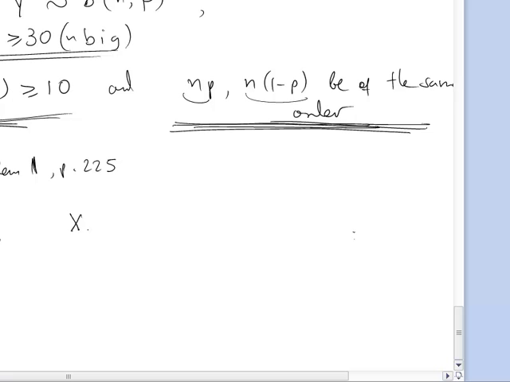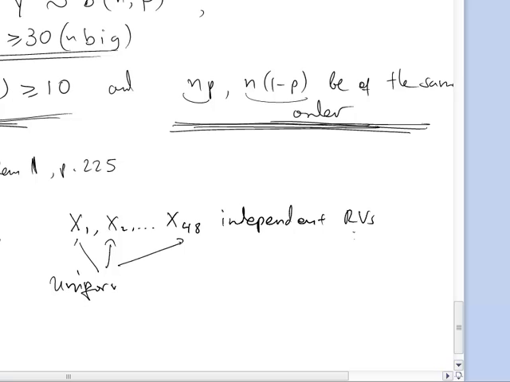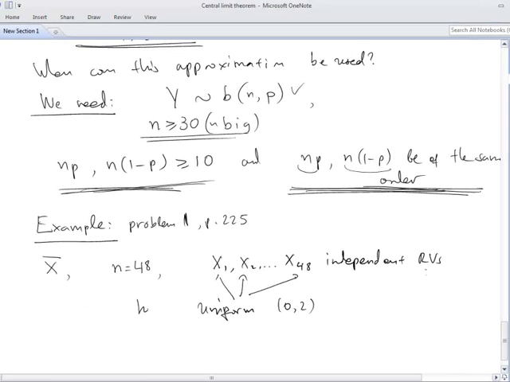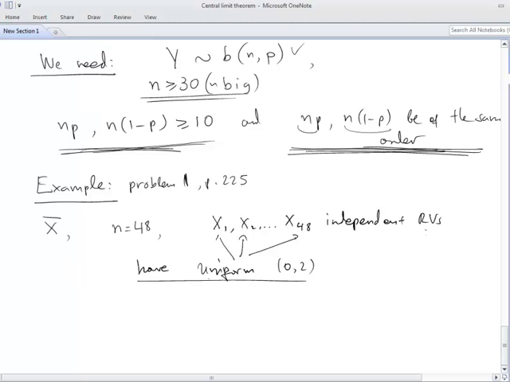So a random sample of size 48 is a set of 48 independent random variables, all having the same distribution, and all of them having precisely the distribution of the underlying random variable. The problem is telling us that this is a random sample from the uniform distribution on the interval from 0 to 2. Therefore, all of them have uniform distribution on the interval from 0 to 2. Have exactly the same distribution. That's the uniform. It's specified by the problem. And this is always how it is being done.